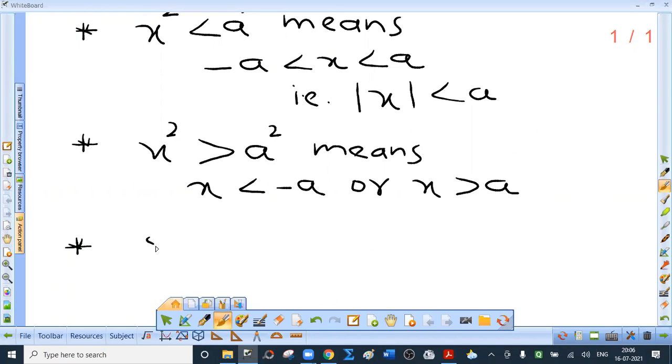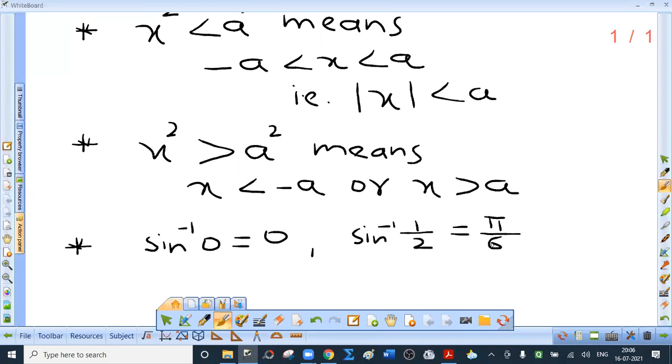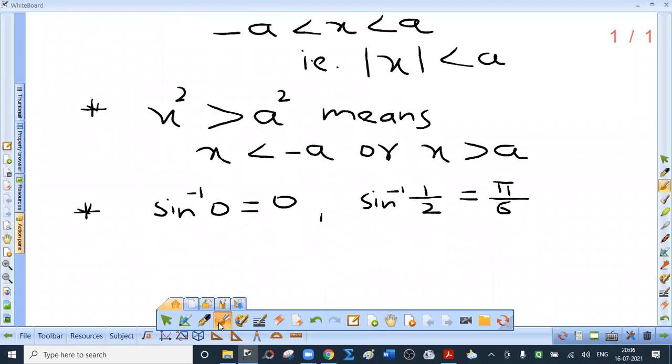See, sine inverse. If you are interested, write down this. Sine inverse 0 is the angle whose sine ratio equal to 0. Sine 0 is 0. So sine inverse 0 is 0. Then sine inverse half is the angle whose sine ratio is half. You had done this in 10th standard. Sine of 30 degrees is half, but angle must be expressed in radian. I already explained this. 30 degree means pi by 6 radian. So write down sine inverse half is pi by 6.